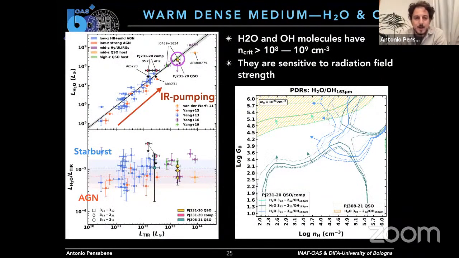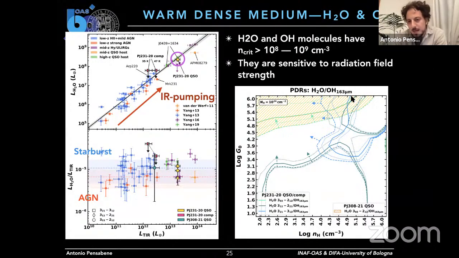Then we can further explore the warm dense phase of the ISM in these sources, for example, by studying the relation between H2O luminosity and total infrared luminosity. As you can see, one of our quasars lies almost perfectly on this relation, which is likely the consequence of the infrared pumping mechanism that populates the higher energy levels of this molecule.